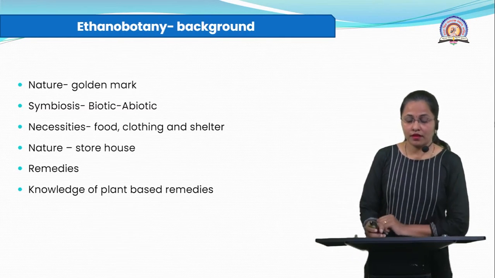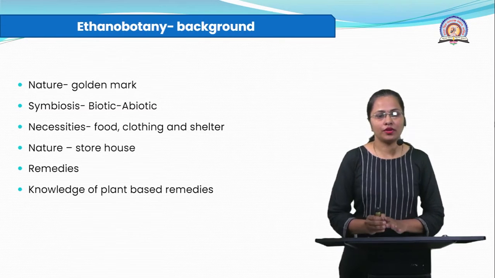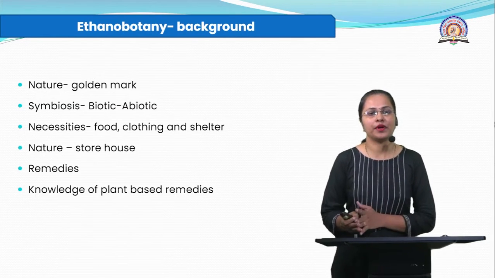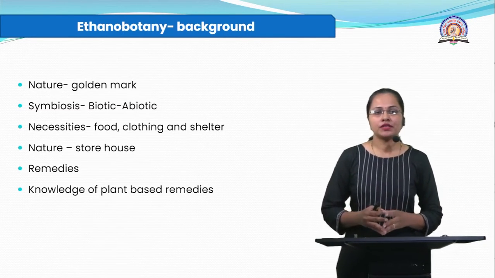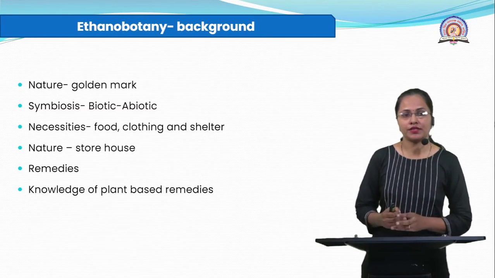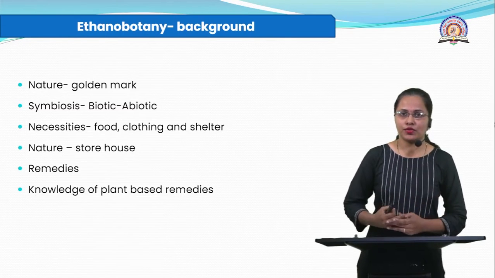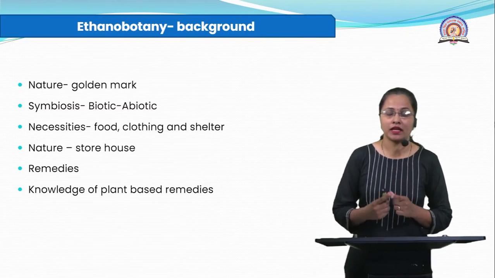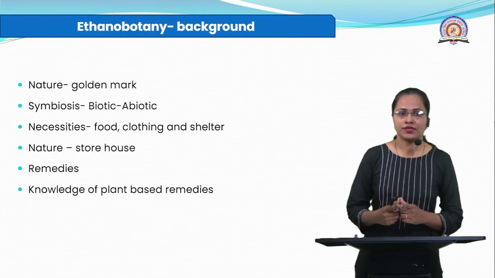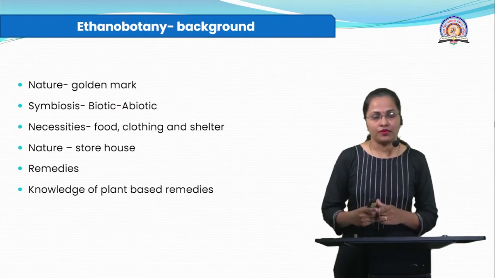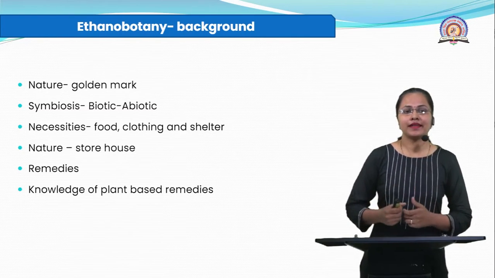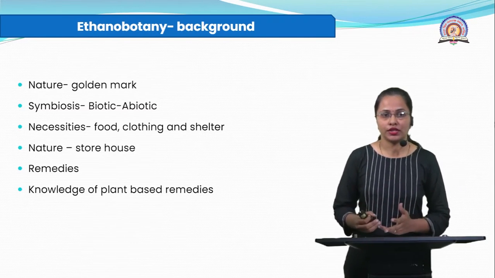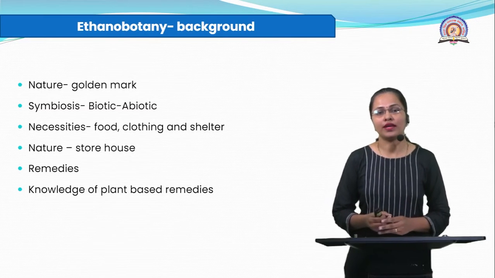We know that nature always stands as a golden mark, and it is important to explain a symbiosis between abiotic and biotic factors of nature. Nature consists of biotic factors like living organisms and abiotic factors like various nutrients, air, water, etc. These two factors always work hand in hand symbiotically and form a whole system, whole life. Along with that, nature fulfills all our necessities like food, clothing, and shelter, which are the basic necessities of all living organisms.